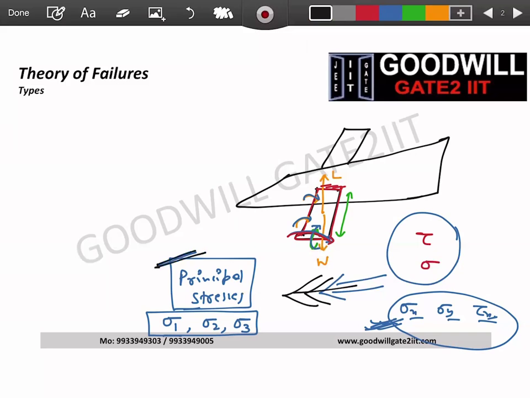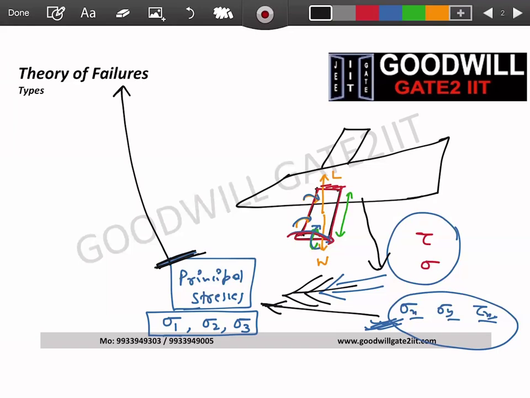Now, this complete structure is converted into these stresses, and these stresses are converted into principal stresses. Now we will take these principal stresses and go to theory of failures. Theory of failures will only and only work with principal stresses. You will not talk about bending stress or torsional shear stress or shear flow. Theory of failures doesn't bother with these things.